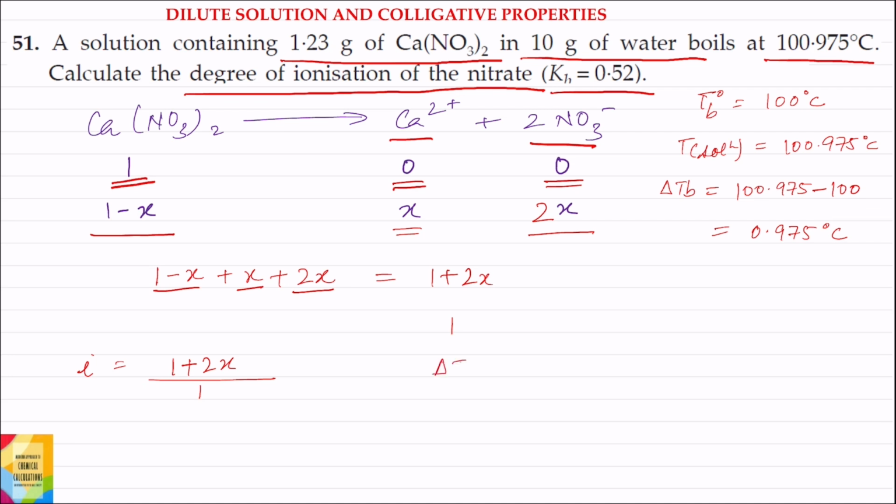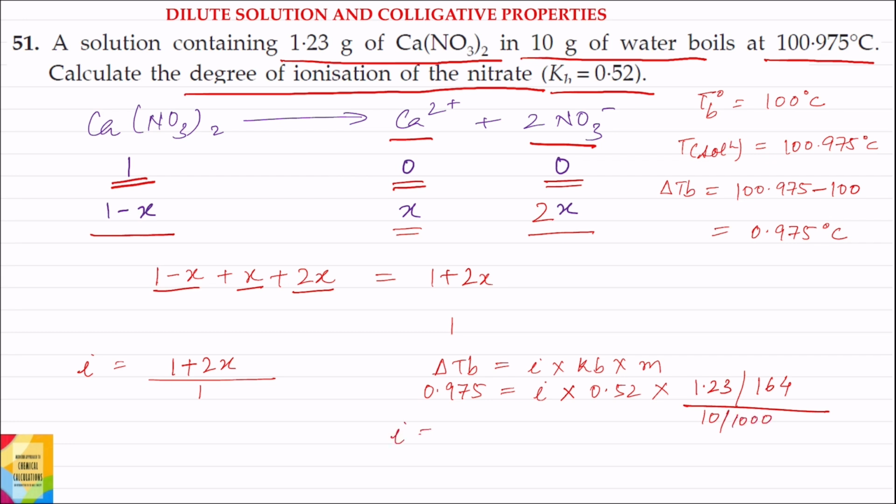Now delta TB is equal to I into Kb into M. Delta TB is 0.975 and this is equal to I into Kb is given as 0.52 into molality of the solution will be moles of solute, that is moles of calcium nitrate. अब moles of calcium nitrate हो जाएगा weight of calcium nitrate, that is 1.23, divided by molecular weight of calcium nitrate, that is 164, divided by weight of solvent in kgs, that is 10 divided by 1000. Rearranging, solving the value of I will be equal to 2.5.